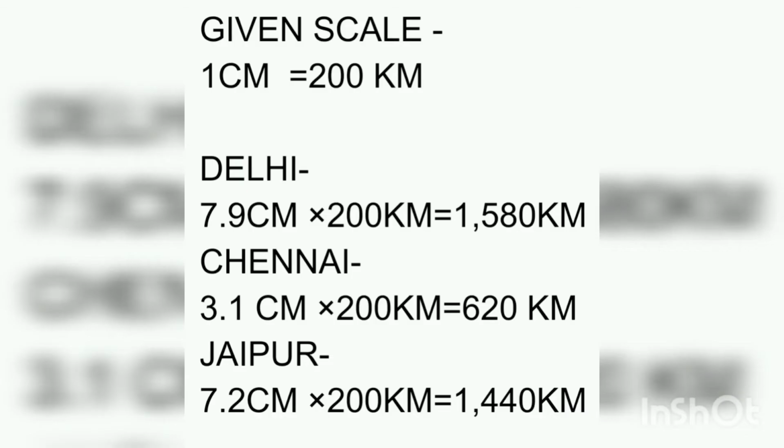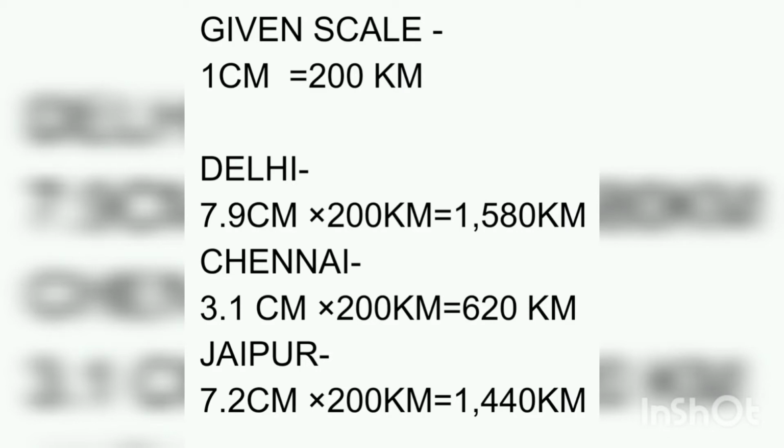Now you can look into the paper here. The calculation is given. The given scale is 1 centimeter is equal to 200 kilometers, already given on the map also. For Delhi, it is 7.9 centimeters into 200 kilometers, that comes to 1580 kilometers. Actual is 1586.6 kilometers. This is because of the curvature. Already in the definition they have given that because of the curvature there will be a little change.